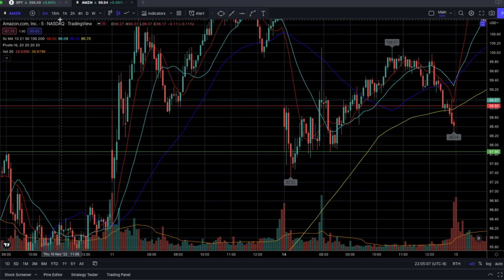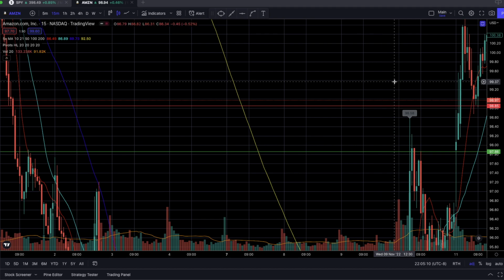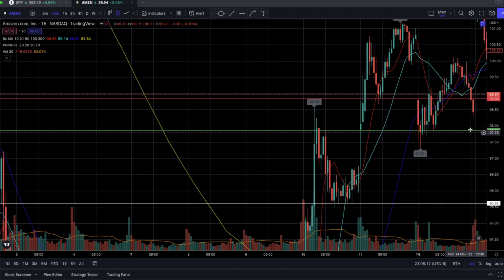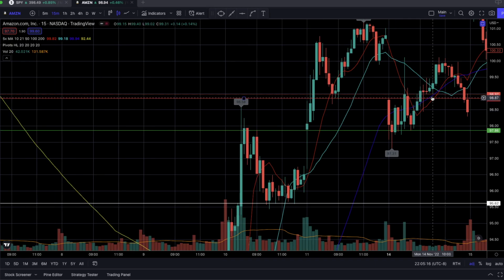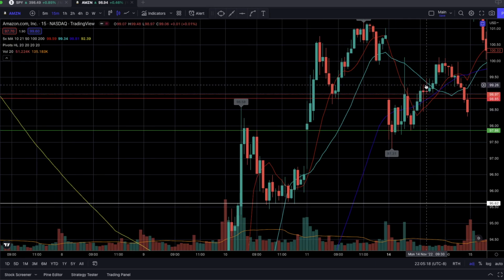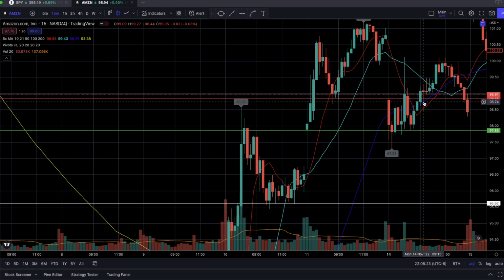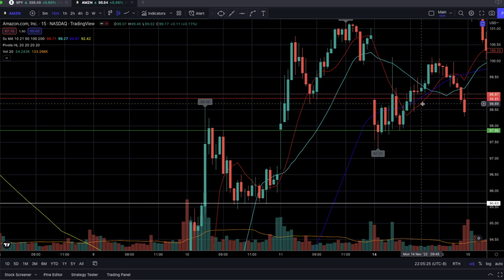However, I wasn't looking at the 5-minute time frame. I was looking at the 15-minute time frame right after my entry. And on the 15-minute time frame, it looked like we're just coming back down to retest the 10 SMA and the 50 SMA on the 15-minute time frame.